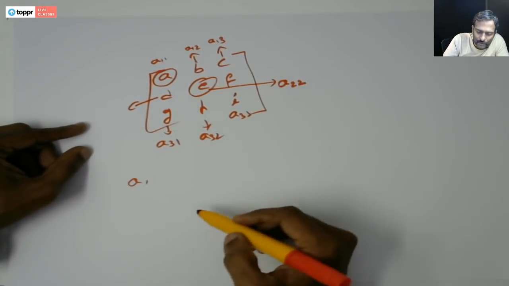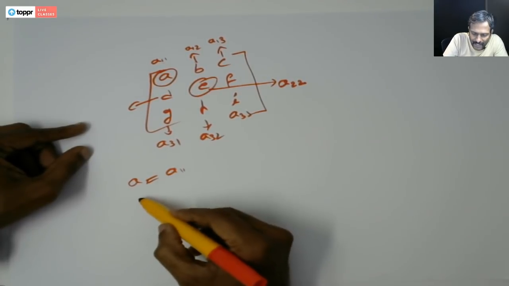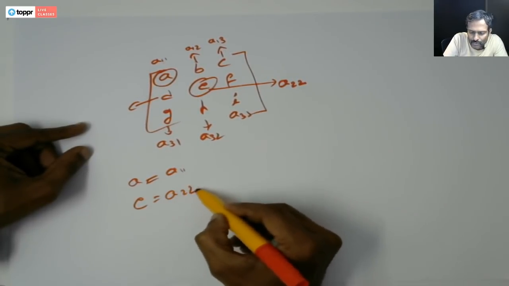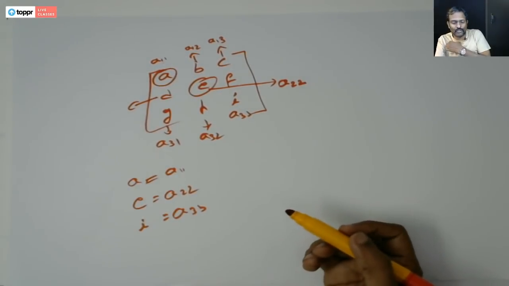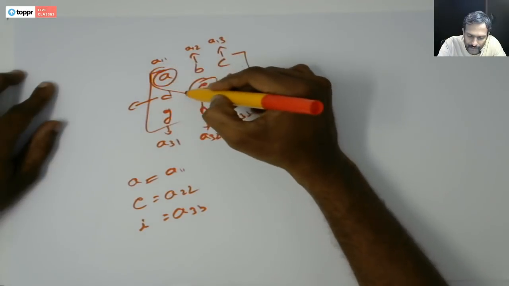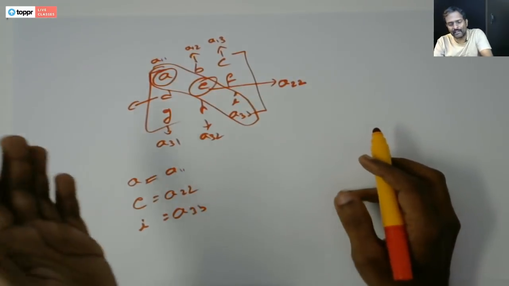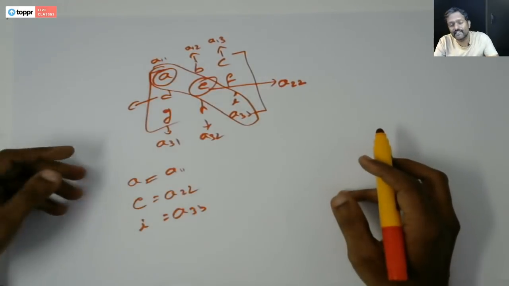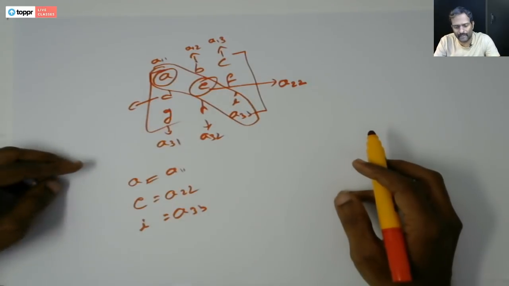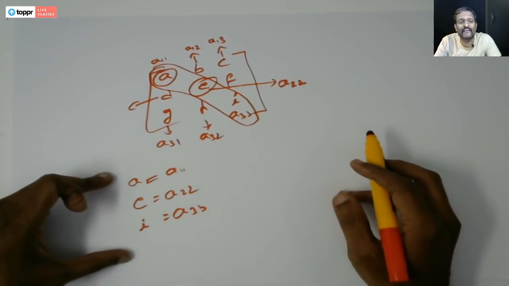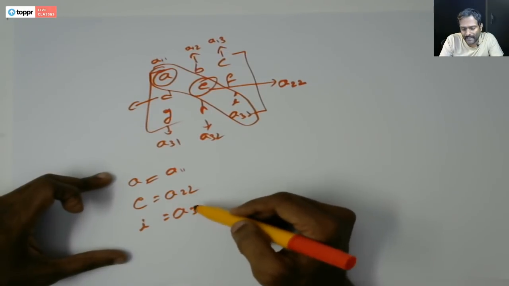Right now, if you look at this, A here is the A11 element, and E is the A22 element, and I is the A33 element. Why are we talking about these elements? If you look at it carefully, these lie on one line, which is called a diagonal of the matrix. This is called the principal diagonal of the matrix, and these elements are called the diagonal elements of the matrix. Right, A11, A22, A33.